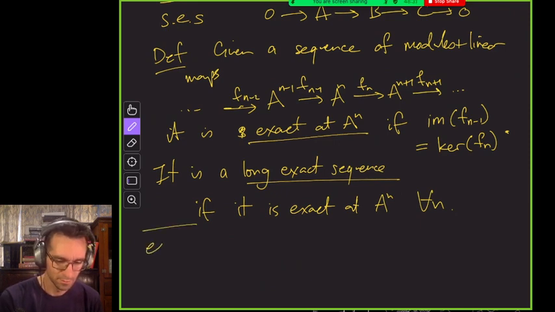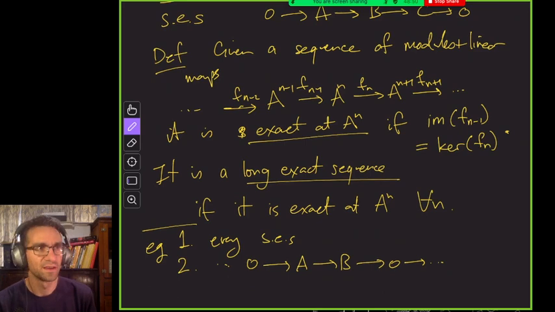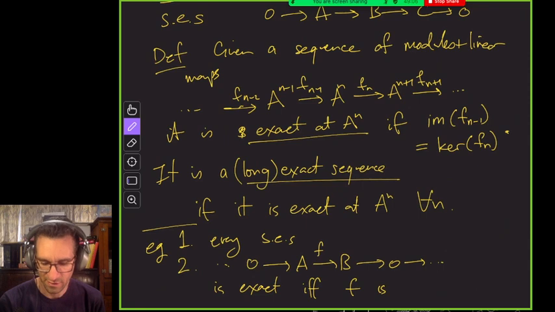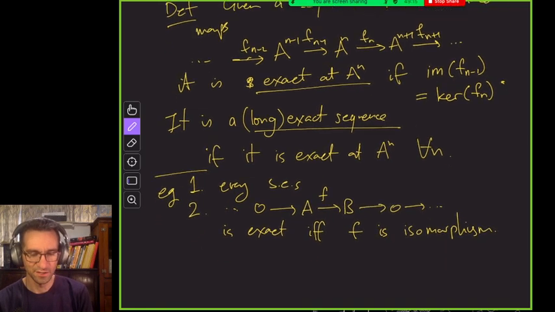So I see some examples. Well, every short exact sequence is an example. So let's extend that by zero everywhere. And this is exact precisely when f is an isomorphism. This is the best situation to get into.